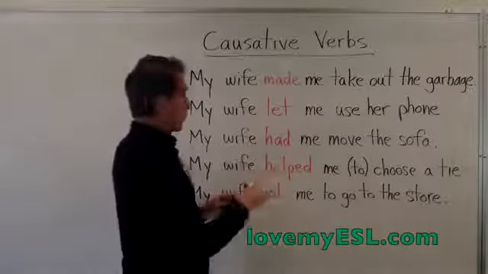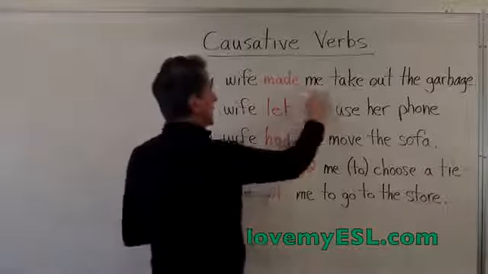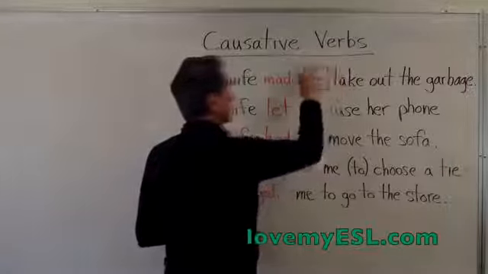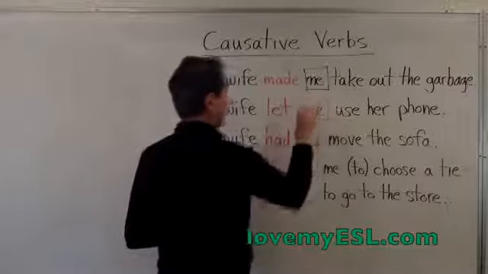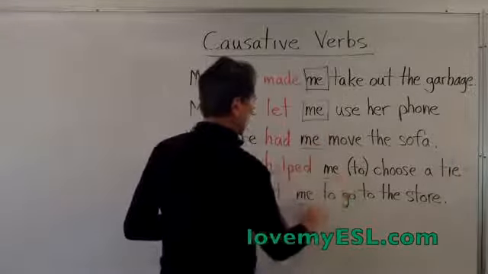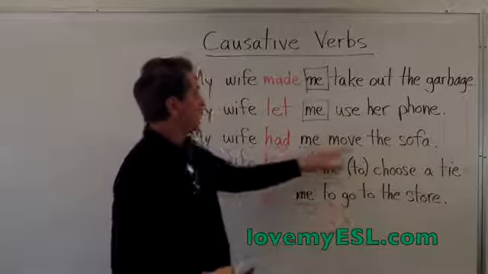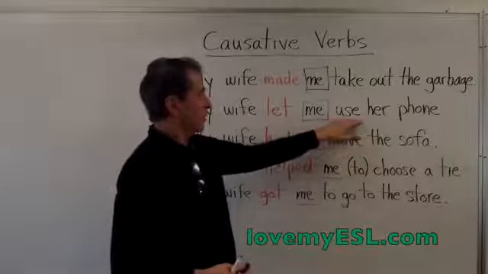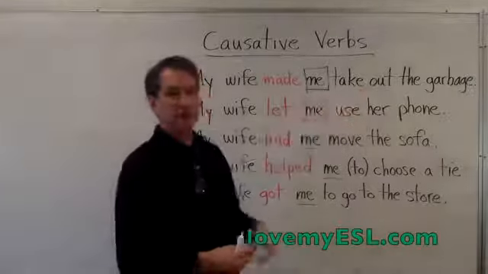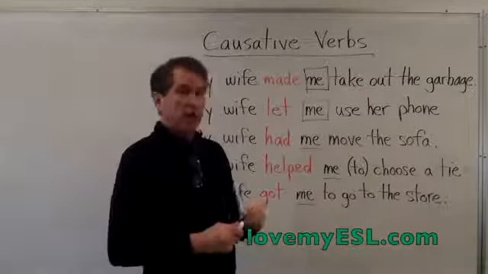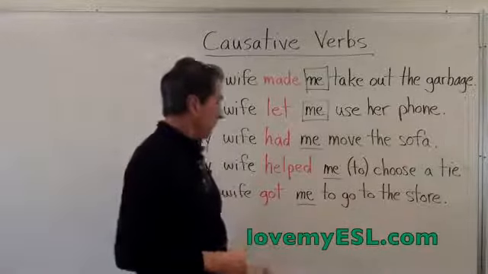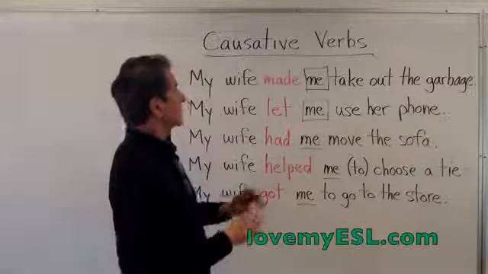Notice that the word after all of these, me, is the person who really does the action. I've got me in several places here because I'm the person who is going to go to the store, going to choose a tie, going to move the sofa, going to use her phone, and going to take out the garbage.